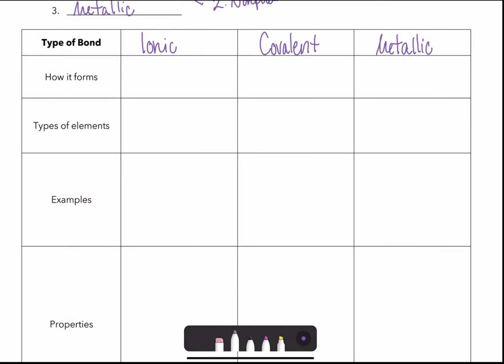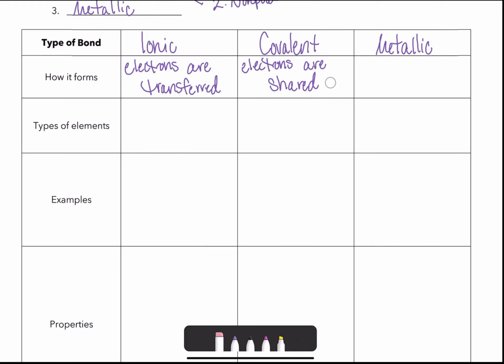Up first, we have an ionic bond. Ionic bonds are formed by the transfer of electrons. This means an electron goes from one atom to another. It leaves it and goes to a different one. Covalent bonds, the electrons are shared. This sharing is what holds the covalent bond together because they both have access to the electrons. So something like water, H2O, that's a covalent bond. Hydrogen and oxygen both have access to the electrons. They're not transferred.